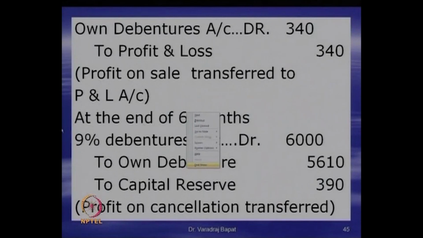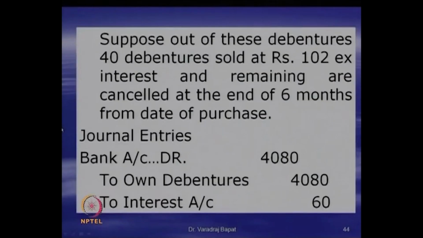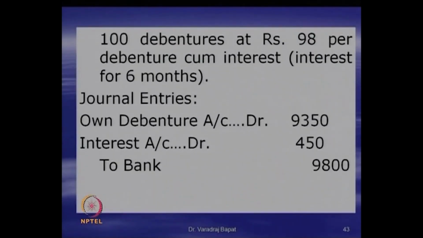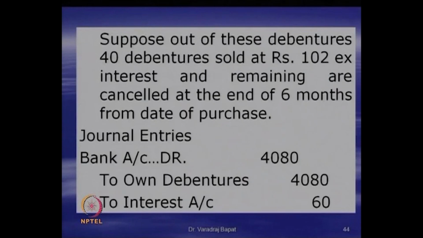I think it will be more clear to you if you go back. If you go back, you will see that we did purchase debentures at 98, but it was cum interest. Out of 98, 4.5 was actually our interest. So, we got debentures only at 93.5 per debenture. Out of this, we have sold some debentures at 102.